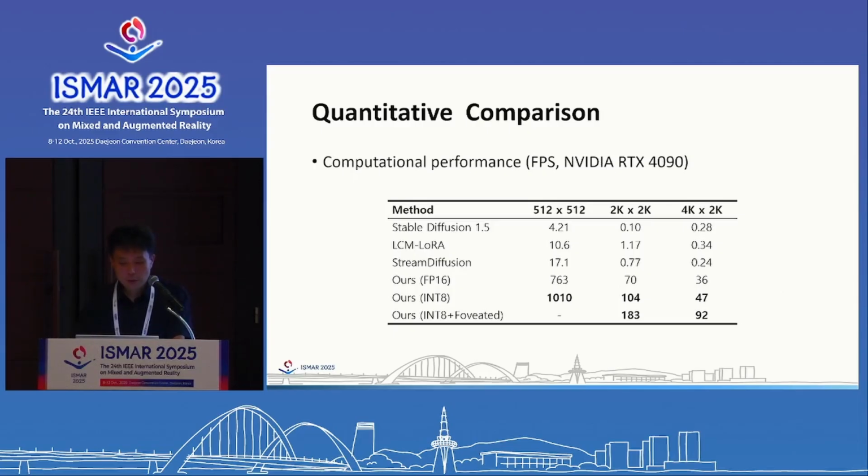Now let's talk about the performance. These are FPS measurements on a single RTX 4090 GPU across different resolutions. You can see that our method is significantly faster compared to other methods. You can also observe the extent of the speed improvement when adding 8-bit integer quantization and 4-bit rendering.